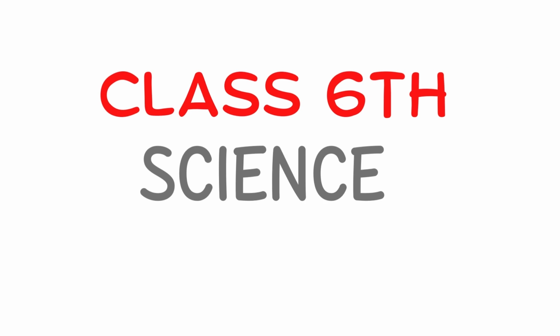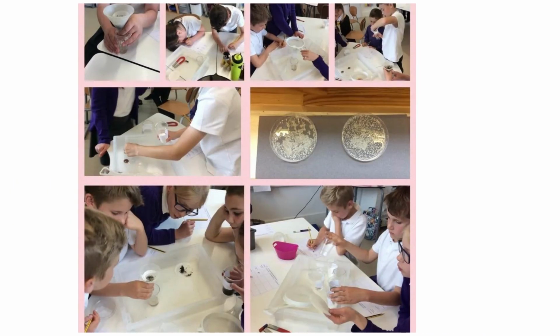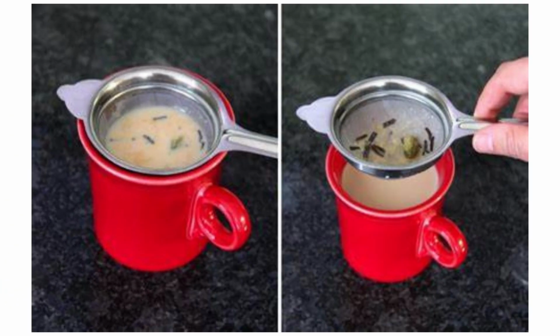Hello students, welcome to class 6th Science, Chapter 5, Separation of Substances. There are many instances when we notice a substance being separated from a mixture of materials. Tea leaves are separated from the liquid with a strainer while preparing tea.